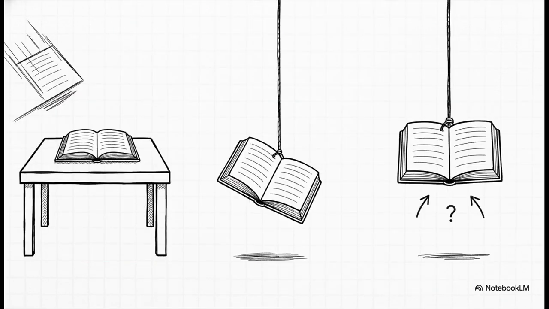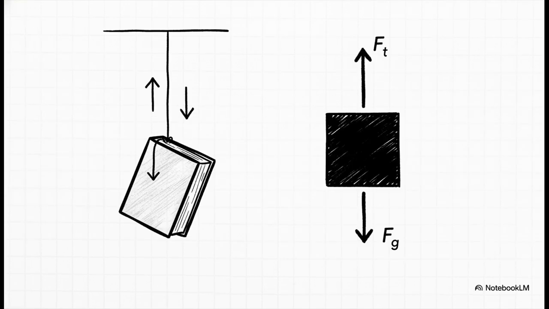All right, let's switch up the scene one more time. What if we get rid of the table completely, and instead, we hang the book from a string? Gravity is still pulling it down, of course, but the normal force is gone now. There's no surface for it to push off of. So, what's holding the book up? Well, the force holding the book up this time is our fourth and final one, tension, which we'll label Ft.